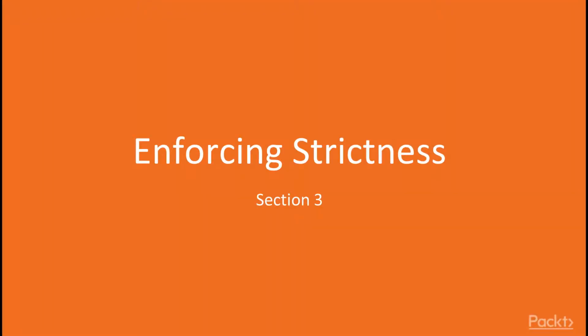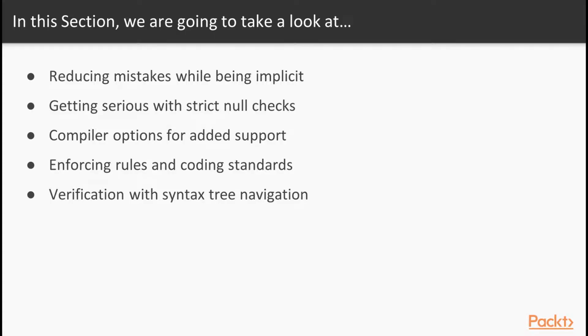Hello and welcome to Section 3 of Mastering TypeScript. This section is on enforcing strictness. Specifically, we're going to look at how we can make the compiler stricter in order to help us catch bugs before they happen. In the first video, we'll talk about reducing mistakes while being implicit.